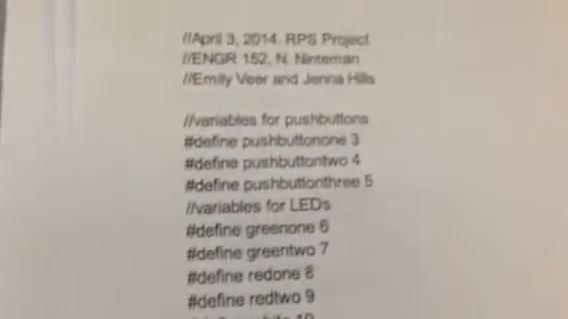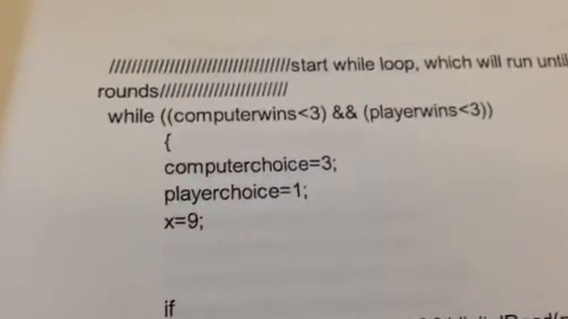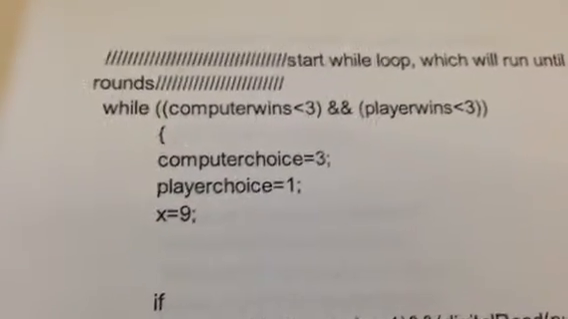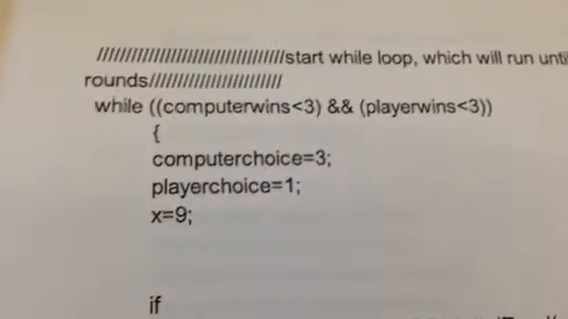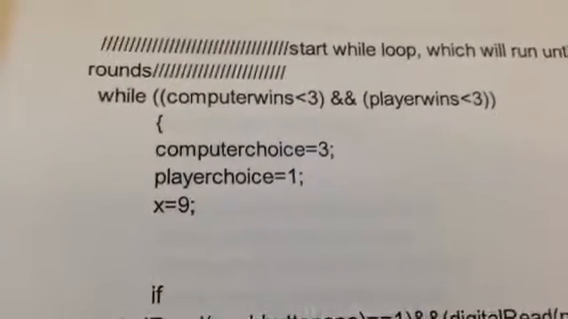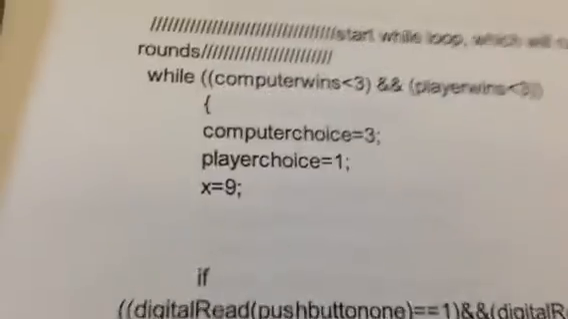Alright, this is some of my code. I'm not going to go through the whole thing because it's very long, but I'm going to get to the meat of it. We have our while loop, which will continue to play for 3 rounds, either until the computer gets 3 wins or the player gets 3 wins, and then it automatically resets the game after one of those is reached.